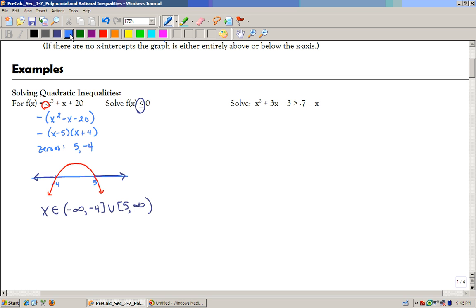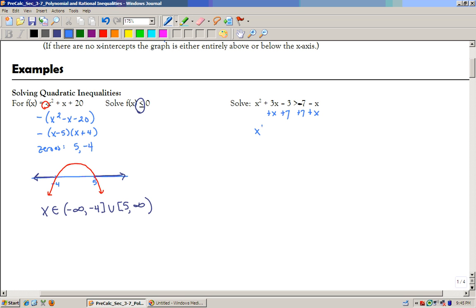Looking at the second one, we're still going to do the same process, but we already have the whole function as an inequality rather than just a function notation. We're going to solve it for 0, so we can find those zeros. We'll start by adding x to both sides, and yours says positive 7, change that to a negative 7 out front, and it'll make it able to factor. And we're going to add 7 to both sides.